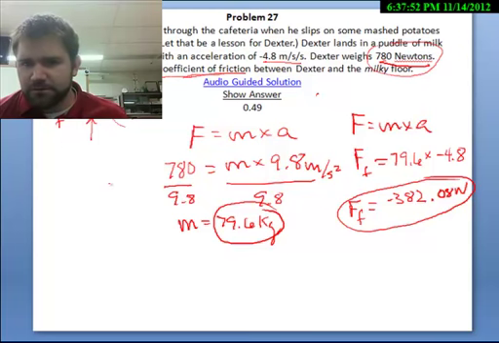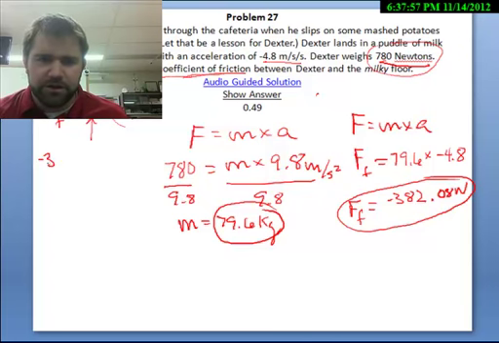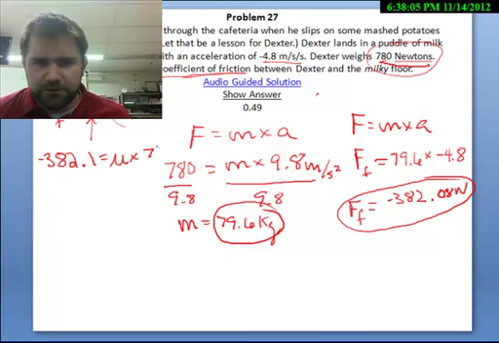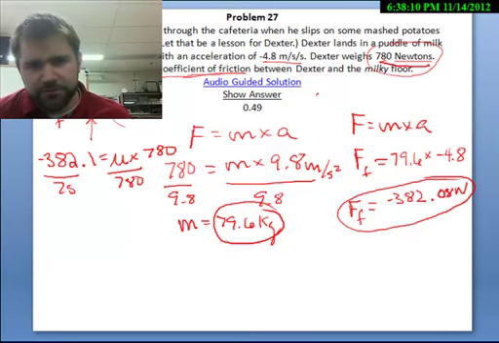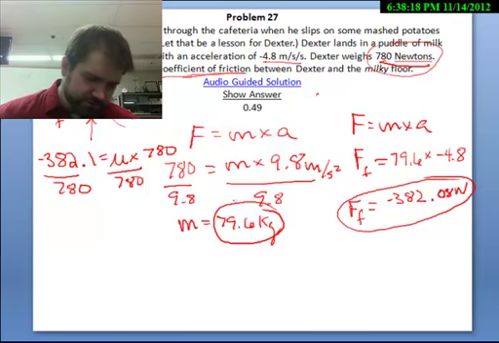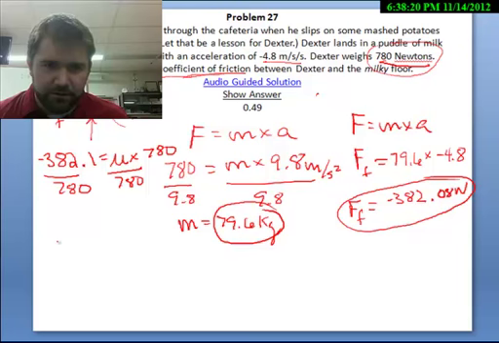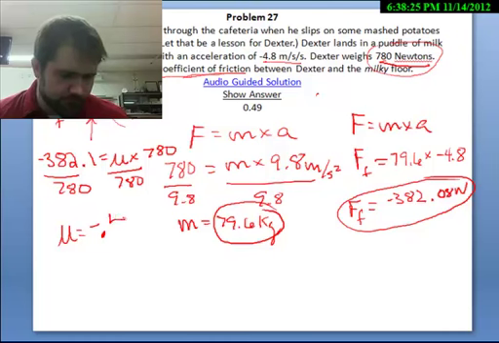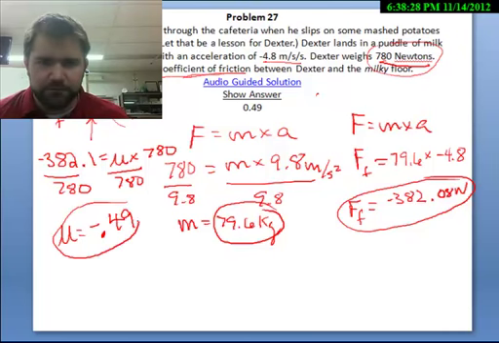0.08 newtons. So now finally we have our frictional force, and we can plug that into the equation and say that frictional force, negative 382.1 rounded, is equal to the coefficient of friction times the normal force, which was 780. We're going to divide both sides by 780. And 382.1 divided by 780 equals negative 0.49.